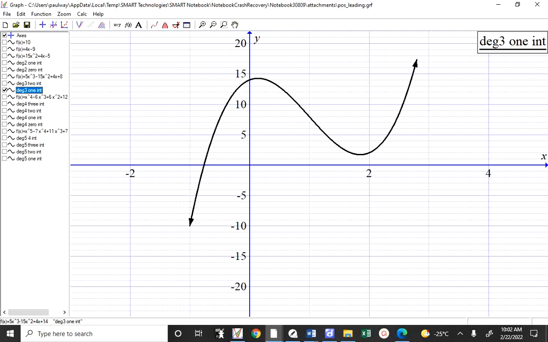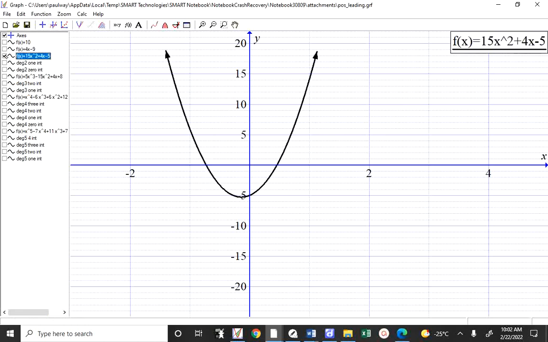So, forgetting about degree 0, because that's the weird one. Degree 1 is odd. It has to have 1 x-intercept. Degree 2 is even, and it can have 2, 0, or 1.